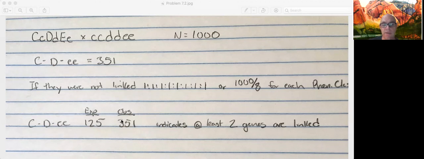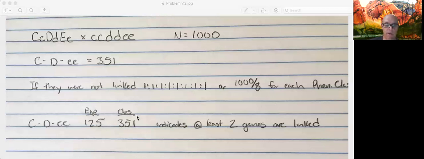So you know this is a big deviation, right? So the best answer, or the best way to think about this, is that probably at least 2 of the genes are linked, and that's why you're getting these deviations from the 1-to-1-to-1-to-1-to-1-to-1-to-1 ratio. Okay, and that's all that problem is asking you.